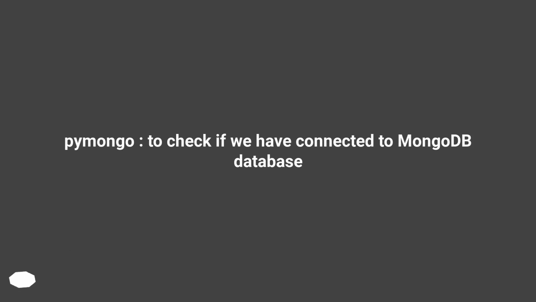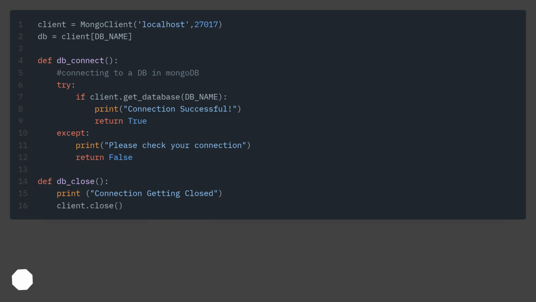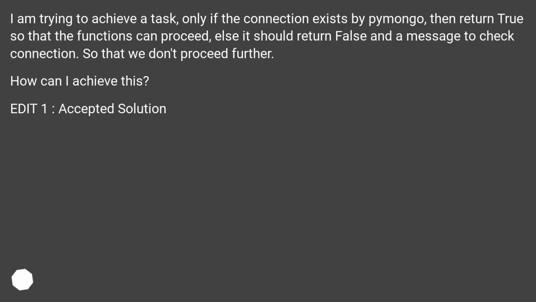pymongo, to check if we have connected to MongoDB database. I am trying to achieve a task, only if the connection exists by pymongo, then return true so that the functions can proceed, else it should return false and a message to check connection. So that we don't proceed further. How can I achieve this?